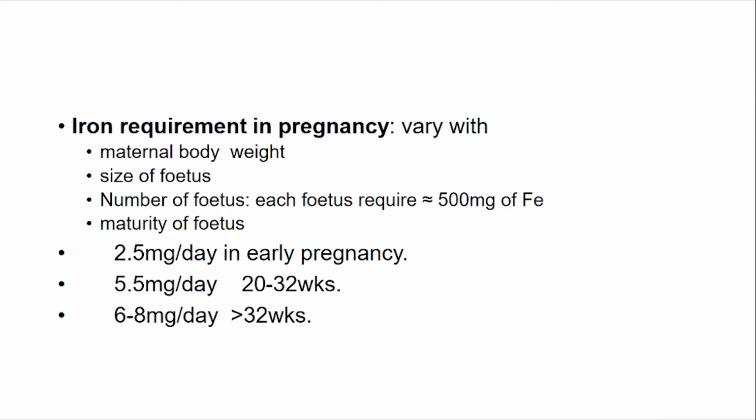Then iron requirement in pregnancy varies with maternal weight, the size of the fetus, the number of fetuses the patient is carrying, and it has been found that each fetus will require 500 milligrams of iron, and also the maturity of the fetus. Early in pregnancy, one requires 2.5 milligrams per day of iron, and during the second trimester, between 20 and 32 weeks, 5.5 milligrams per day of iron is required by a pregnant woman, while after 32 weeks of gestation, 6 to 8 milligrams per day of iron is needed by a pregnant woman.